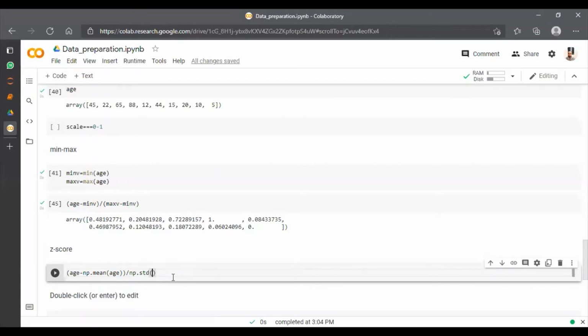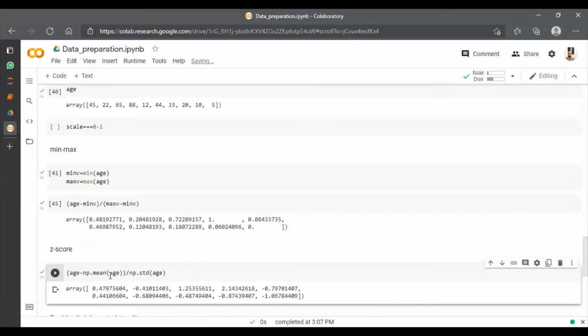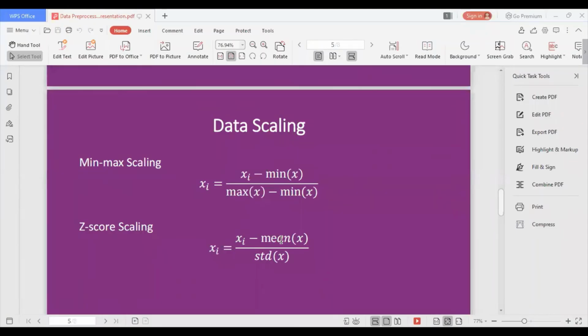Okay. So the formula is simple. Each of the data points is subtracted from the mean data point, the average data point, divided by the standard deviation. If you look at the formula, we have this as our formula: X, each of the data points, is subtracted from the mean, the average data point. Then we divide it by the standard deviation. Do you get that? Okay. Yeah, I'm following.